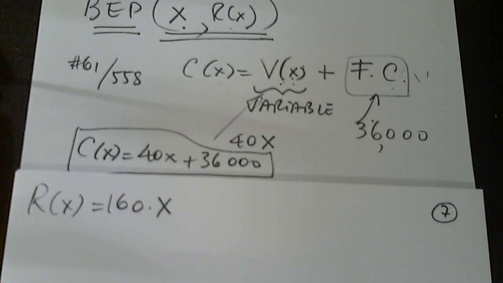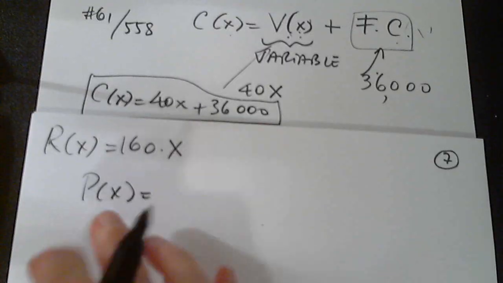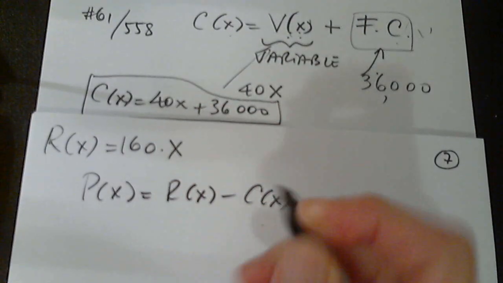So we have the cost function, we have the revenue function. Now they want us to determine the break-even point. I'm going to add another question here. And the other question is, find the profit function. By definition, the profit function is the revenue minus the total cost.